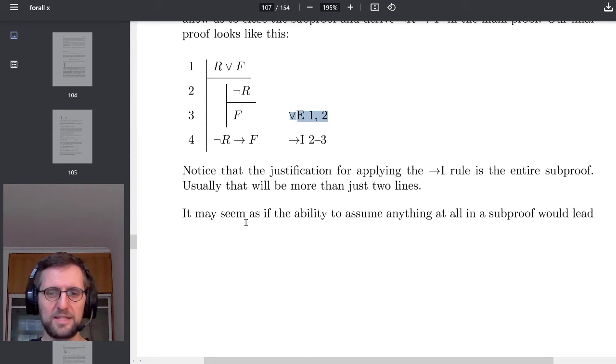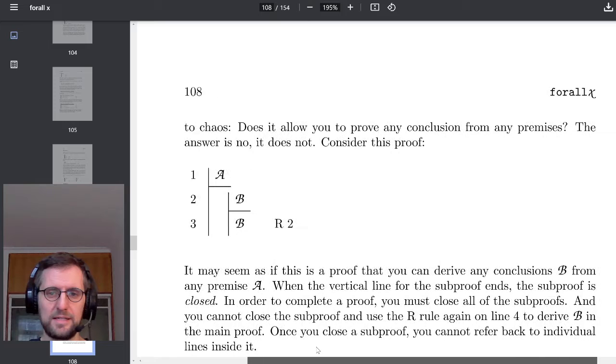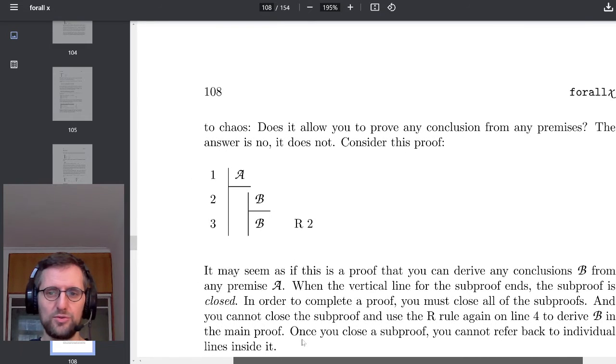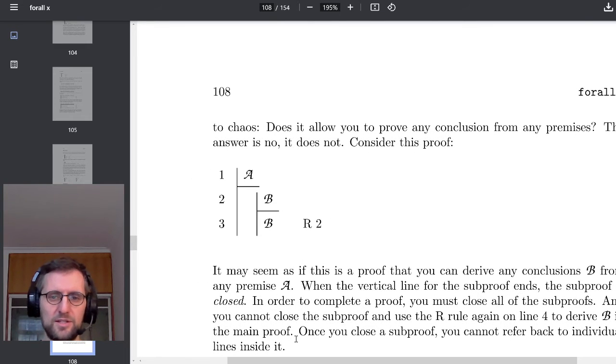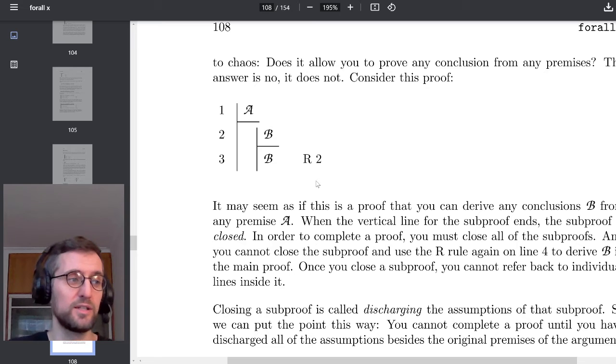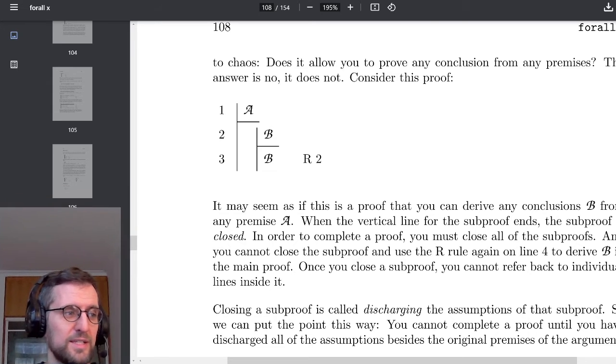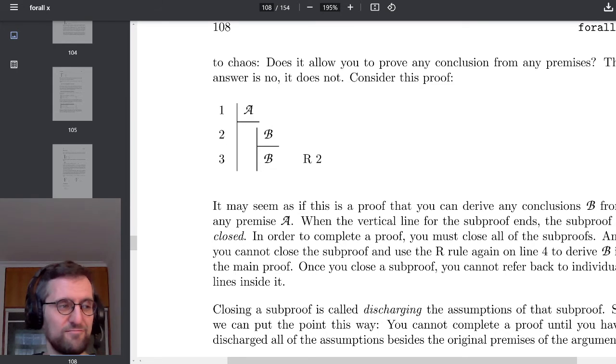It may seem as if the ability to assume anything at all in a subproof would lead to chaos. Does it allow us to prove any conclusion from any premise? The answer is no, it does not. Consider the following proof. Is this really a good way of doing it? That's the question, and the answer they give is no.